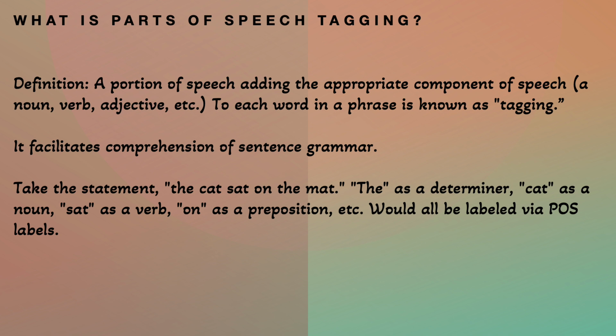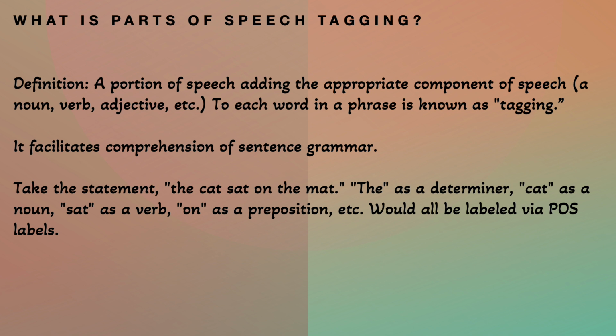Now let's talk about parts of speech in detail. Parts of speech tagging is a fundamental process in natural language processing that involves assigning specific grammatical categories in the parts of speech. These parts of speech include different components as I mentioned above, like verb, noun, adjective, adverb, prepositions, conjunctions, and interjections. The primary goal of parts of speech tagging is to provide a syntactic analysis of text, aiding in understanding the structure and meaning of sentences.